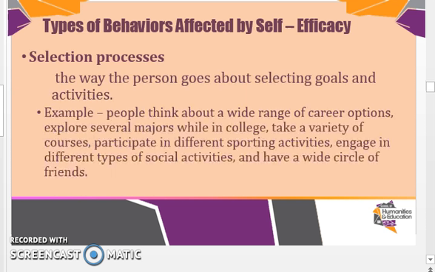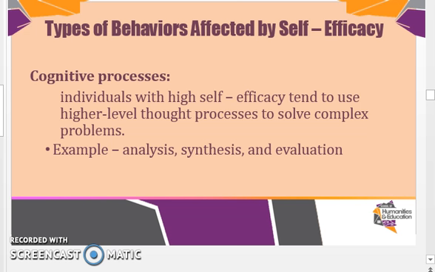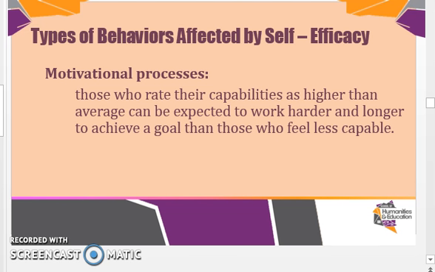Why? Because it influences the selection processes, the process that the person will go about selecting their goals and their various activities. It will influence the cognitive processes that they use. Persons who have high self-efficacy tend to use higher thought processes to solve complex problems versus just lower order strategies. It influences their motivational processes. They tend to rate their capabilities higher than the average, to work harder and longer to achieve a goal than those who feel less capable.